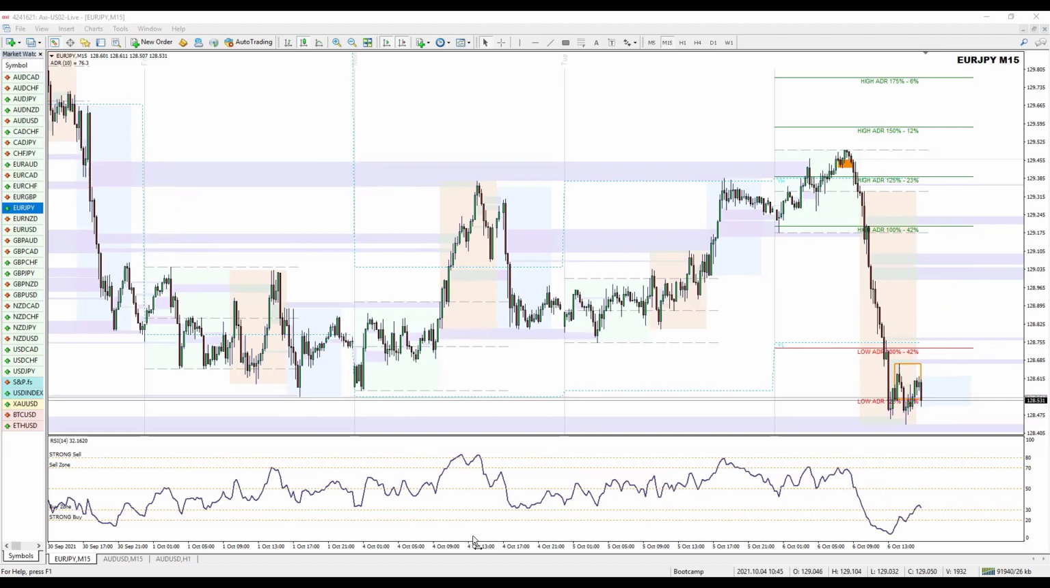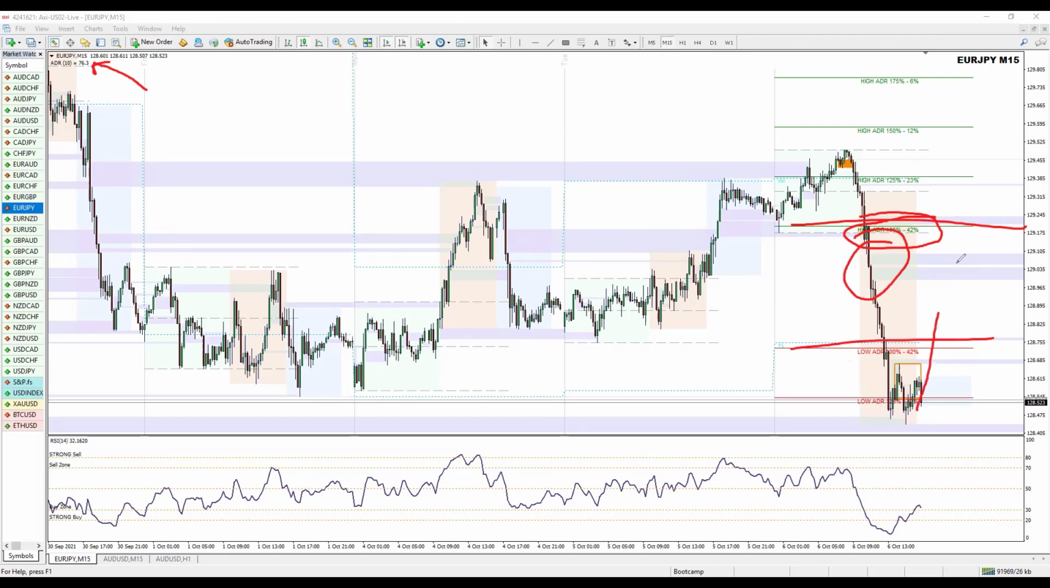We know factually, because I've tested the data, that pretty much 60% of the time, price will stay within its average daily range, which in this case is 76 pips. So if we can keep our positions, our average positions and our targets within average daily range, we know they're going to be really easy to hit.